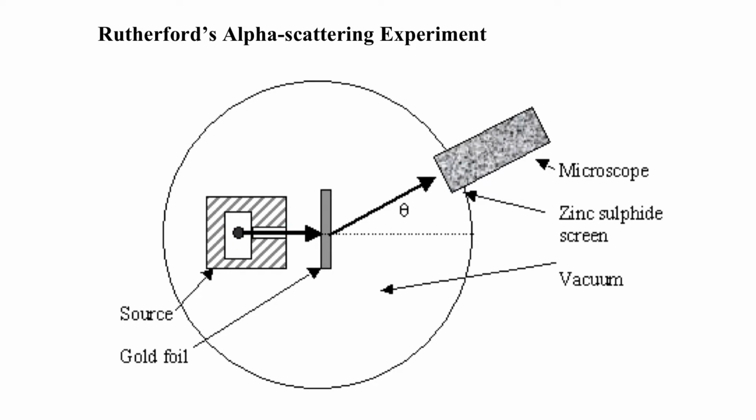Now, after it comes out, it will direct towards a thin gold foil. A very, very thin gold foil. It's about in micrometers only. That's how thin it is. So why must it be very thin? Because if it is too thick, the alpha particles won't be able to penetrate. Okay, so you want it to be thin.